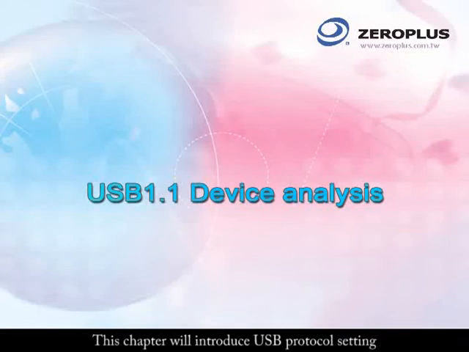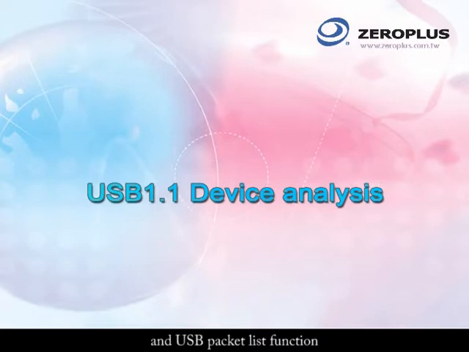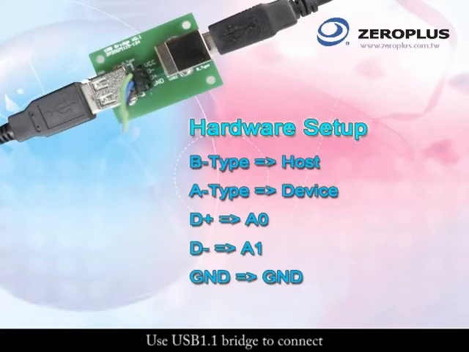This chapter will introduce USB protocol setting and USB packet list function. Hardware setting. Use USB 1.1 bridge to connect.